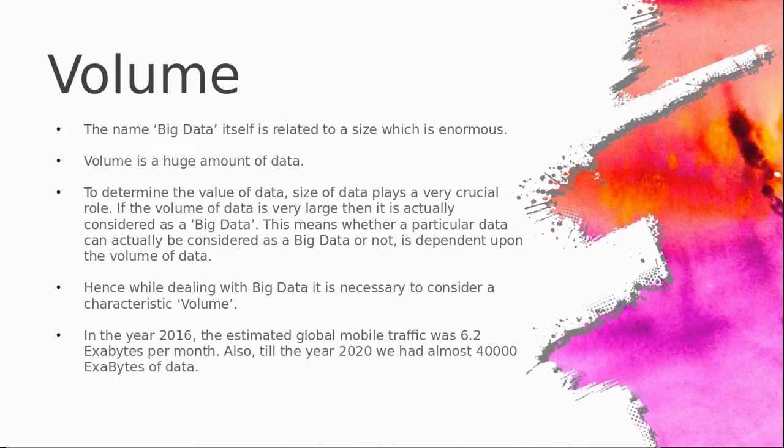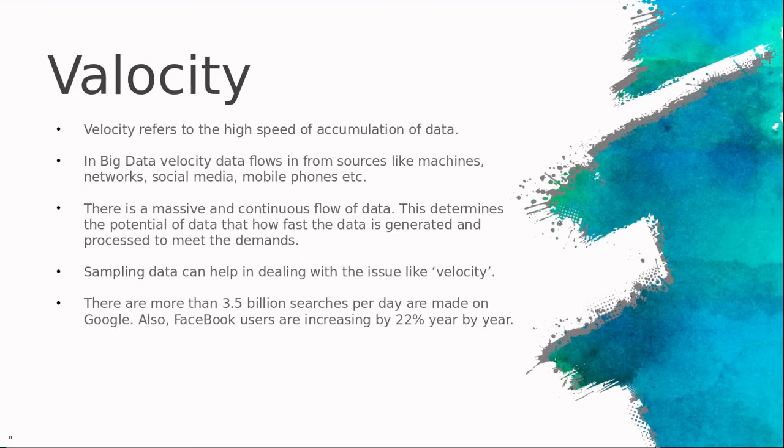In the year 2016, the estimated global mobile traffic was 6.2 petabytes per month. Also, till the year 2020, we had almost 40,000 exabytes of data.